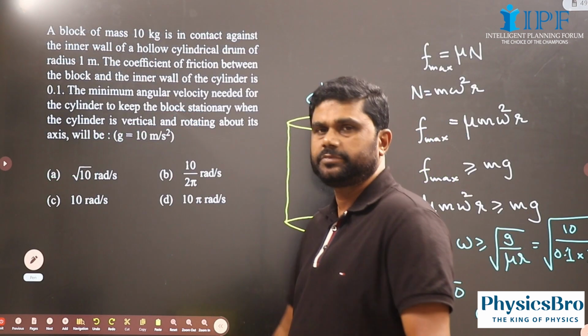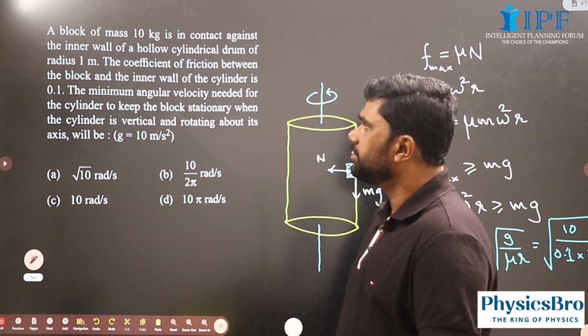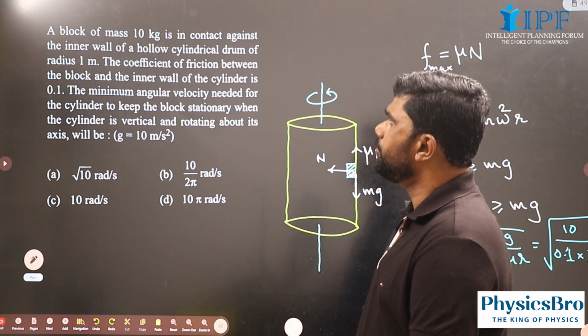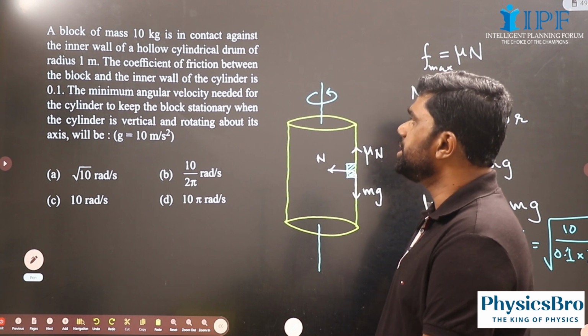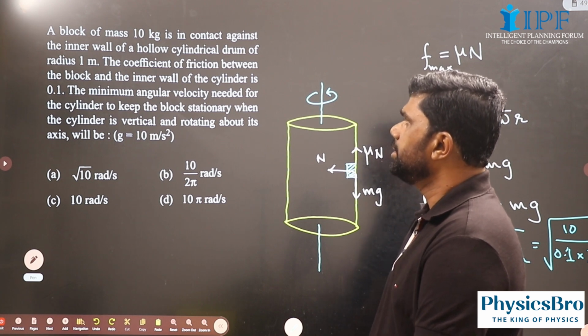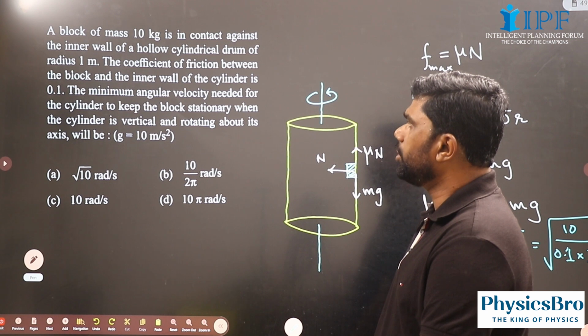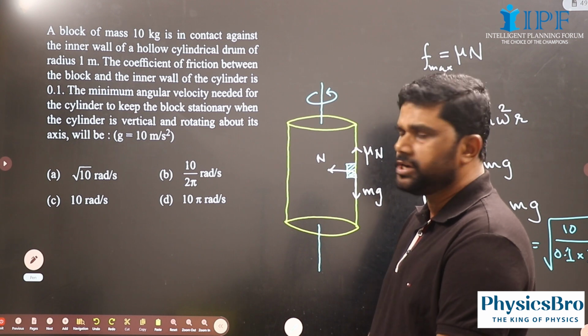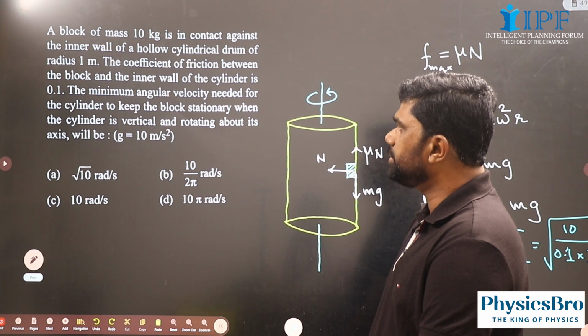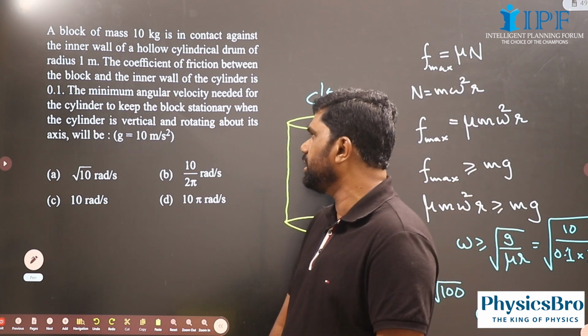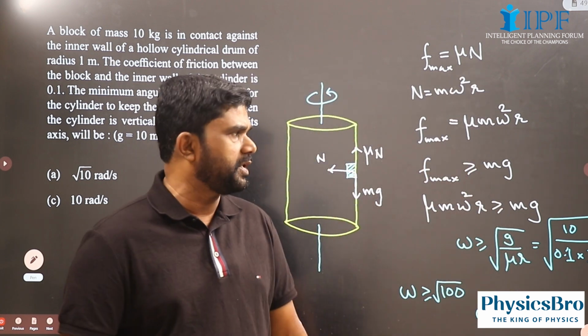Right? Now children, we have another wonderful question here. A block of mass 10 kg is in contact against the inner wall of a hollow cylindrical drum of radius 1 meter. The coefficient of friction between the block and the inner wall of the cylinder is 0.1. The minimum angular velocity needed for the cylinder to keep the block stationary when the cylinder is vertical and rotating about its axis will be.